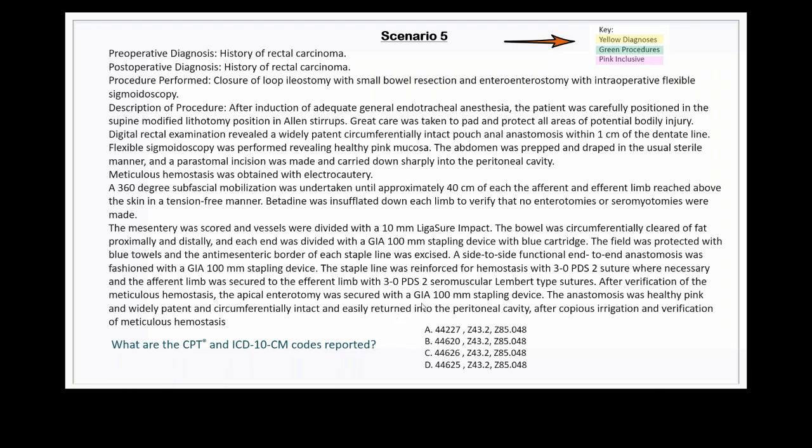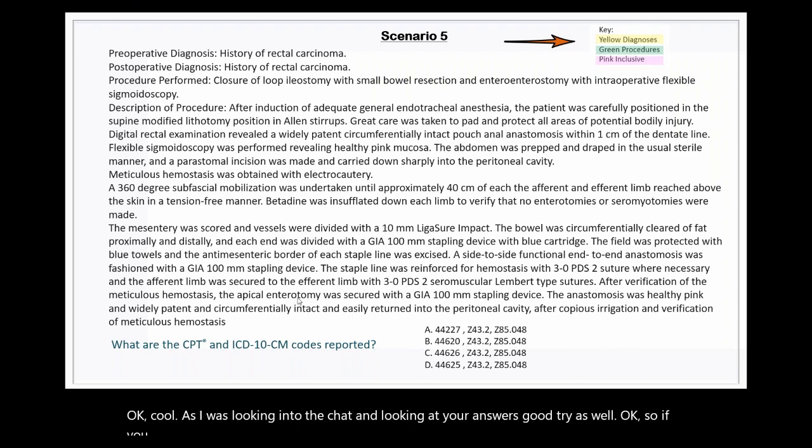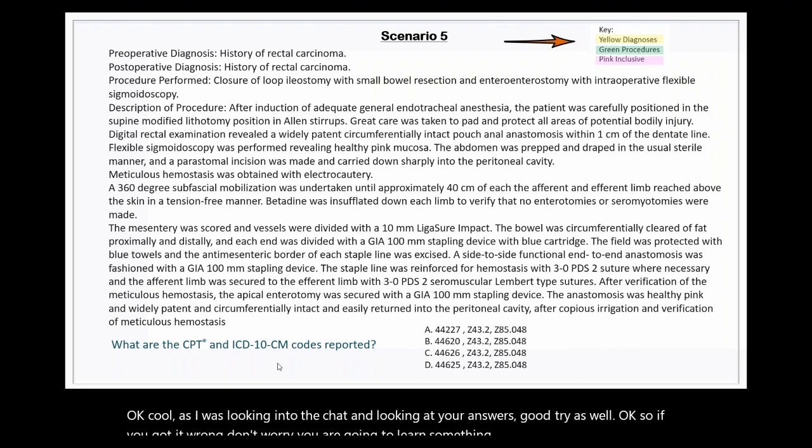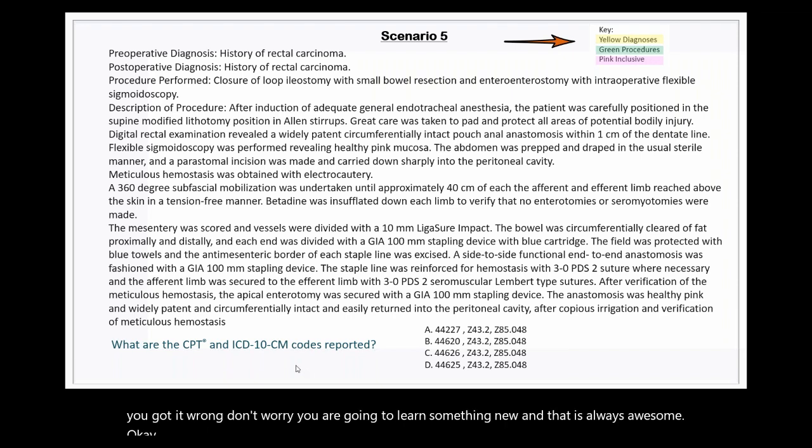Okay, coders, I was looking into the chat and looking at your answers. Good coding. Great try as well. Okay, so if you got it wrong, don't worry. You are going to learn something new, and that is always awesome. Okay, so let's review the scenario together.